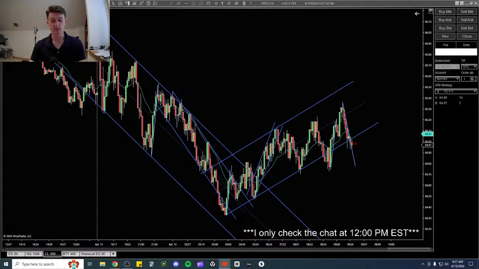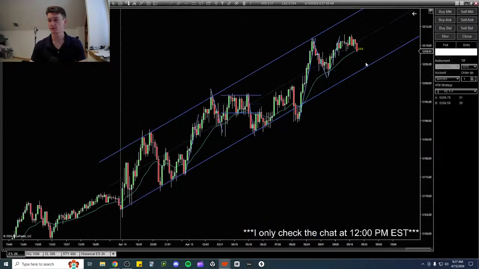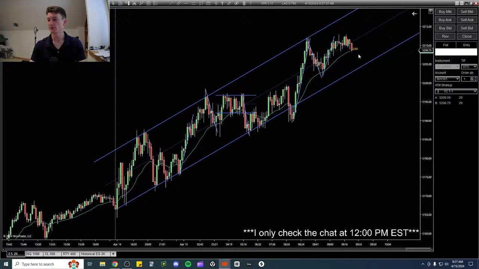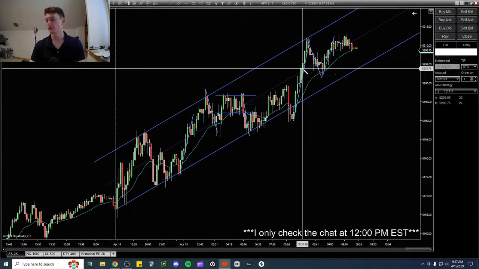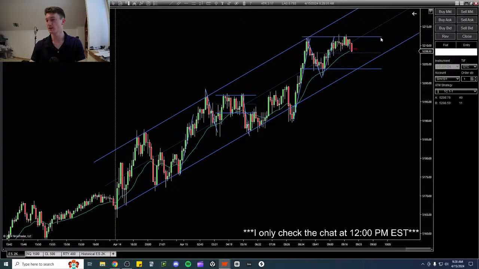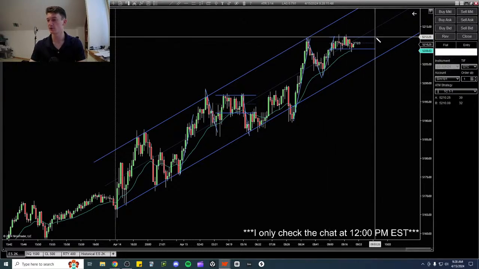Okay, so I got everything marked up on the second monitor. Again, I'm not really looking for anything on the ES right now. I'm waiting until prices either go into a range, possibly something like this, or start trending down, in which case I would start looking for shorts. It's possible prices continue upwards, but at least right now I'm not looking to take any trades to the long side.